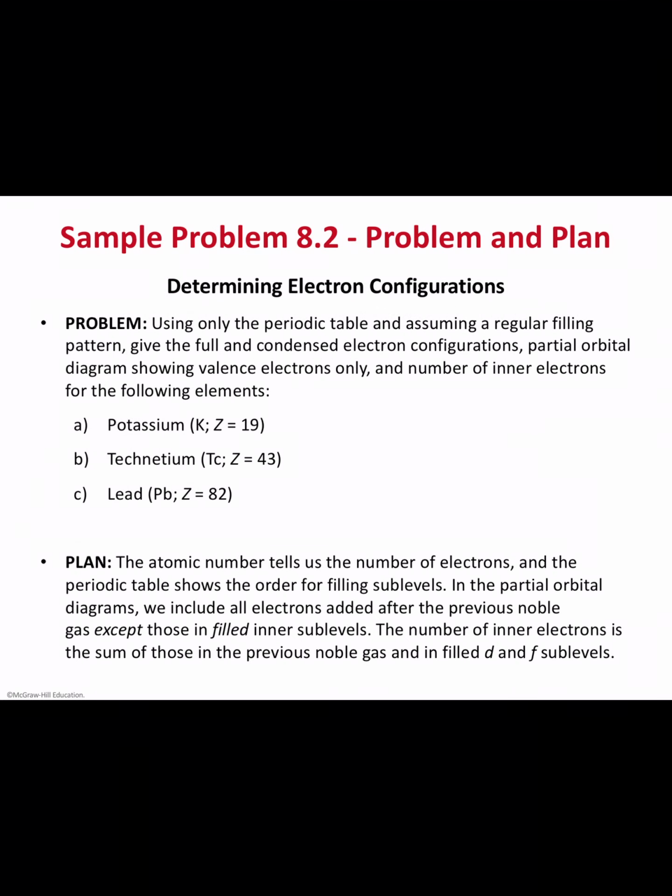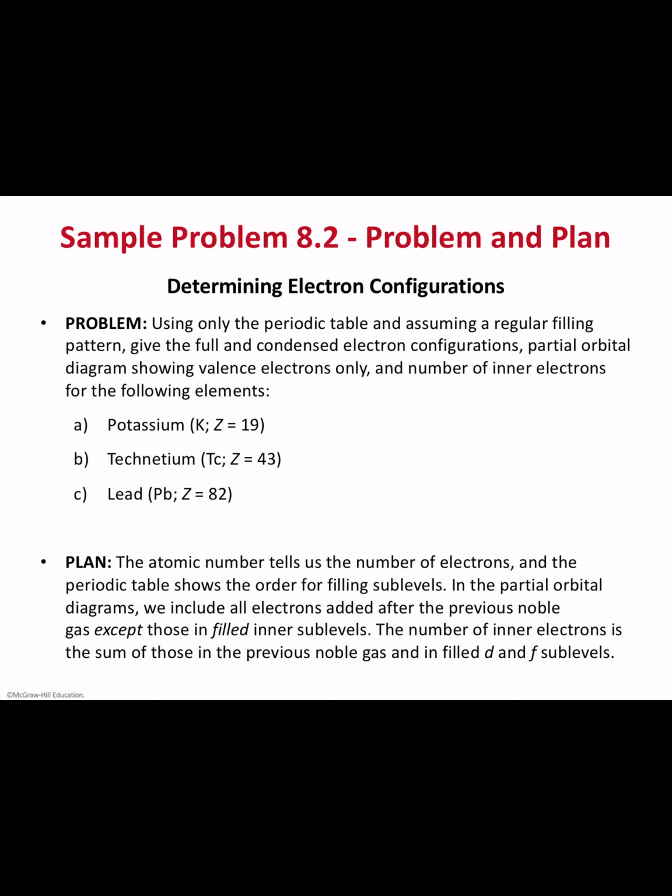Okay, so then let's look at this problem and see how we can determine the electron configuration and figure out core electrons, inner electrons, and what the valence electrons are for these elements. Now we have potassium, technetium, and lead. Using only the periodic table and assuming a regular filling pattern, give the full and condensed electron configurations, partial orbital diagram showing valence electrons only, and number of inner electrons for the following elements. So you are supposed to write down full and condensed electron configurations.